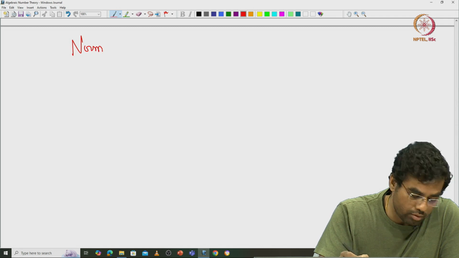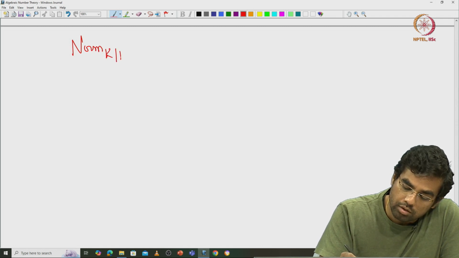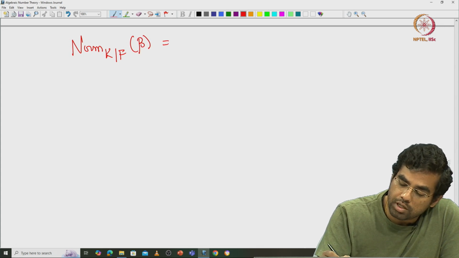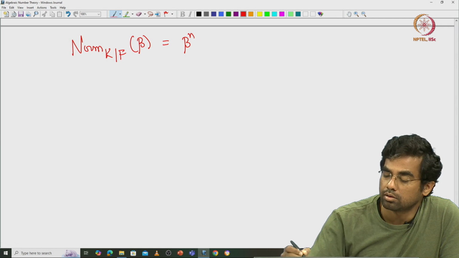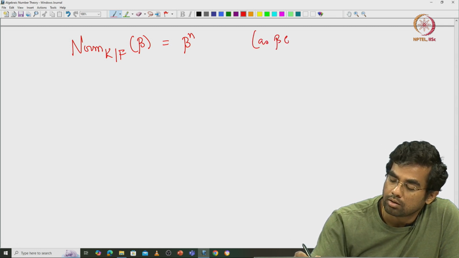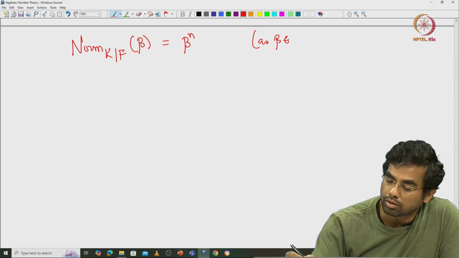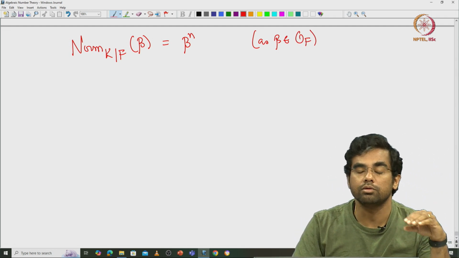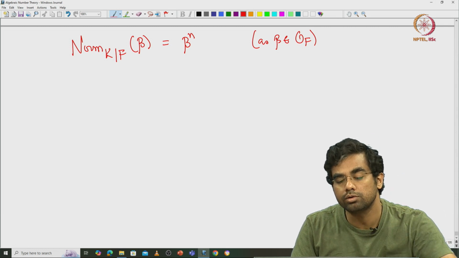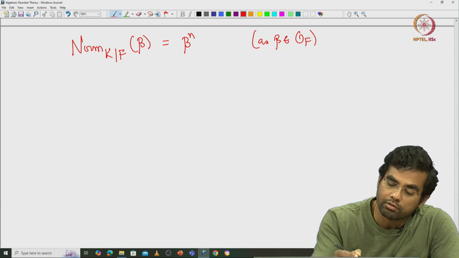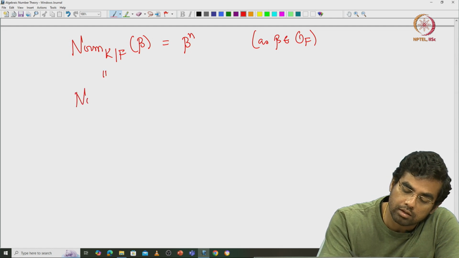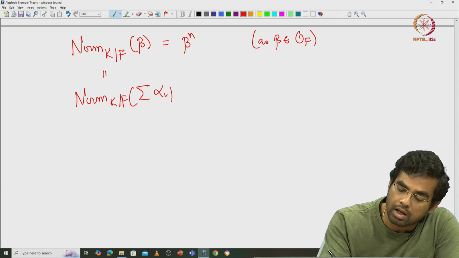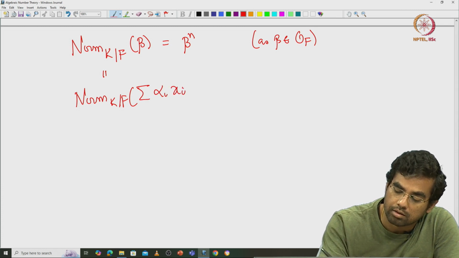If I take the norm from K to F of beta, this will be equal to beta to the n, as beta belongs to OF. If you take the norm of some element which is actually in the bottom field, you just raise it to the nth power. On the one hand it is this, but on the other hand you can write it as the norm of K over F of the summation alpha i xi.